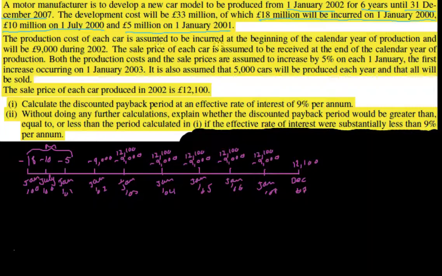The production cost of each car is assumed to be incurred at the beginning of the calendar year of production and will be £9,000 during 2002. The sale price of each car is assumed to be received at the end of the calendar year of production. Both the production cost and the sale prices are assumed to increase by 5% on the 1st of January. The first increase will start on the 1st of January 2003. It is also assumed that 5,000 cars will be produced each year and that all will be sold. The sale price for the car produced in 2002 is £12,100. So what is the discounted payback period with an effective interest rate of 9% per annum?